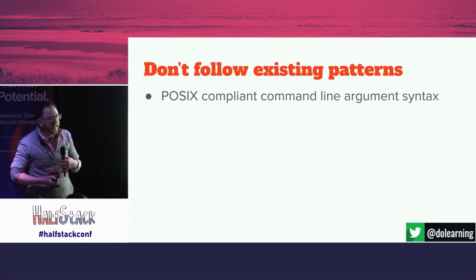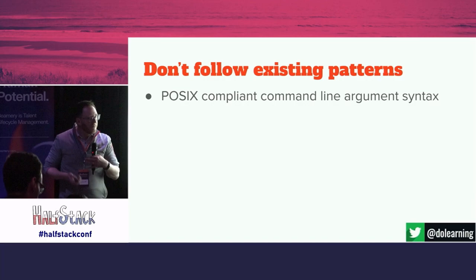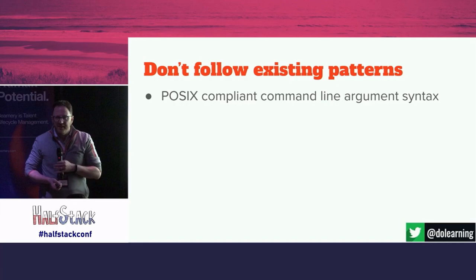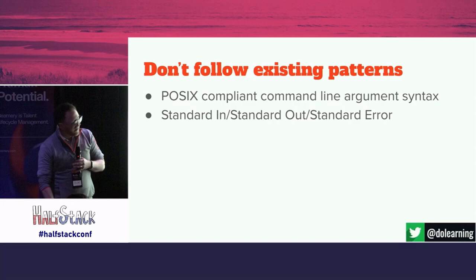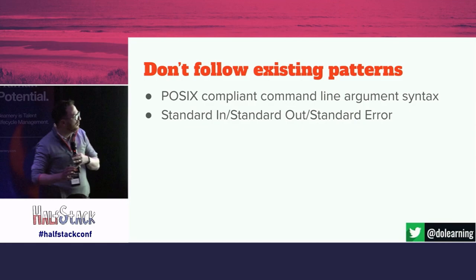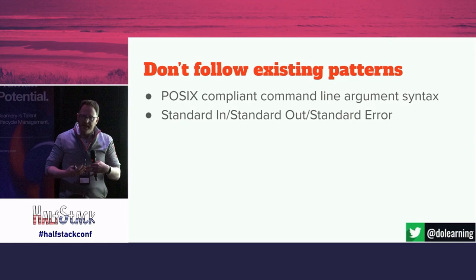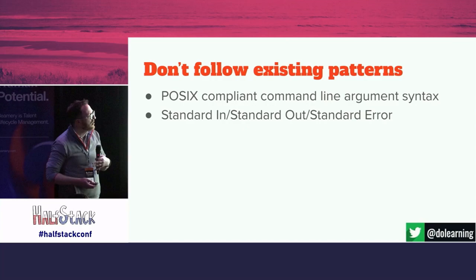We could have POSIX compliant command line argument syntax. That's like our dash A or our dash dash all when we're dealing with arguments and flags and things like that. Okay, so that's pretty good. We have things like standard in and standard out and standard error, where standard in might be added to by the user typing, or programmatically, or from another program being piped in. Standard out may be our positive feedback, the good things we want to tell our users, the key things that they'll need to find out. And standard error is for when things go wrong.